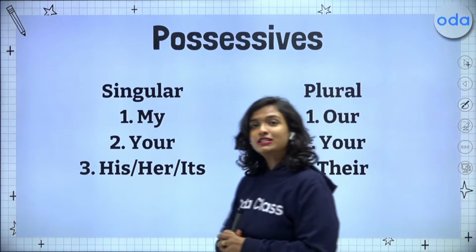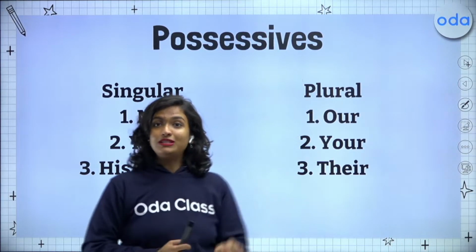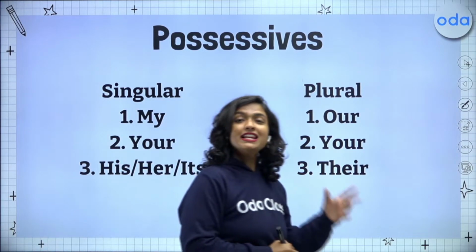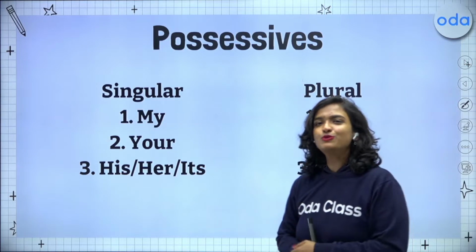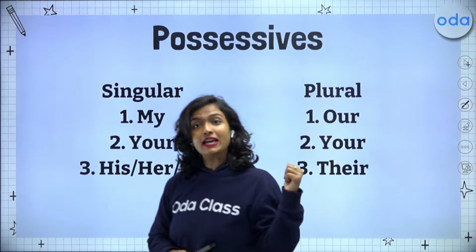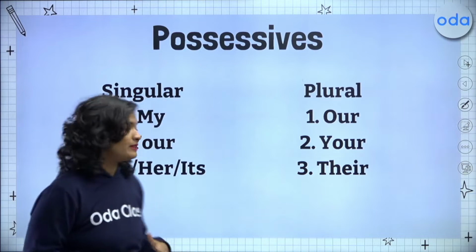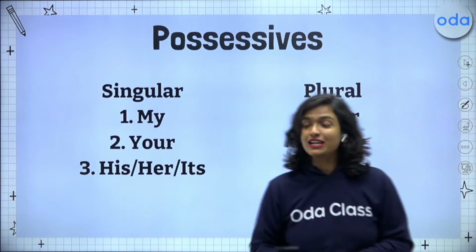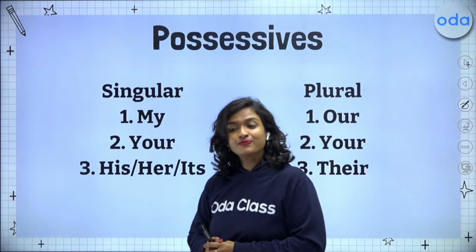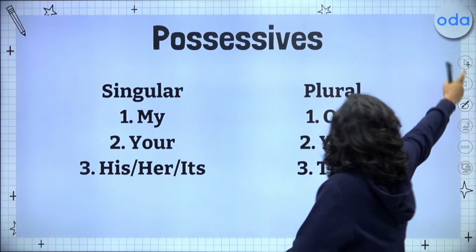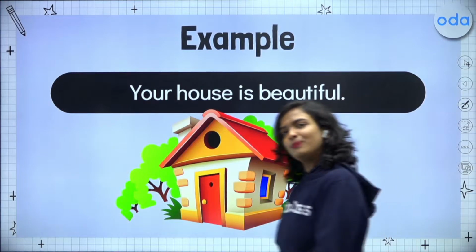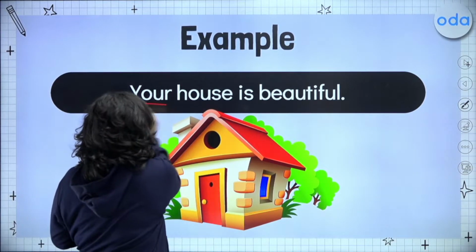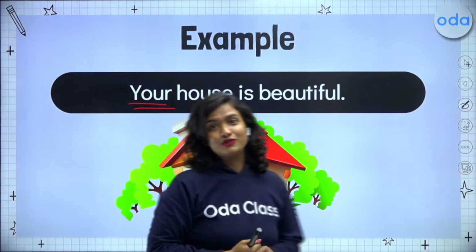So the second person, students, as you can see, the possessive for singular as well as plural remains the same. And then lastly, for the third person plural, we have our possessive there, right? So for example, my friends are going to their home tomorrow. They're going to their home tomorrow. All right, let's take one more example, students. Your house is beautiful. Your house, the house that belongs to you, is beautiful.